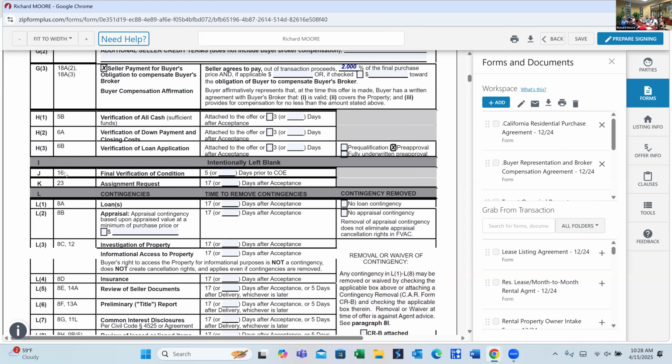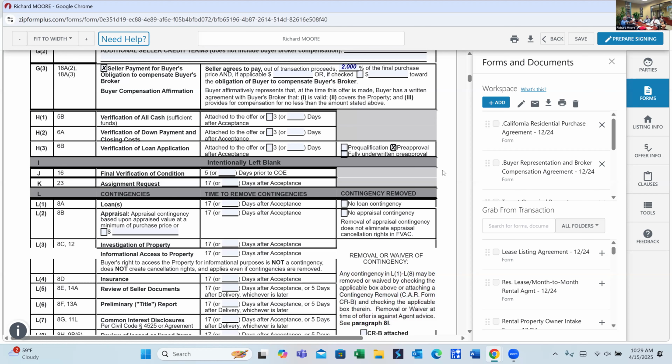And then section J, final verification of condition. Well, before the close of escrow, we're entitled to walk through the property to see if it's in the same condition as of the date of acceptance. The only change would be if I have a request for repairs and the seller agreed to repair certain aspects of the property. Other than that, now this is about the only warranty you get in the property. So let's assume, at the date of acceptance, the stove is working or the AC is working, and then you go through the final walkthrough and it's not working. Well, they have an obligation to correct that.